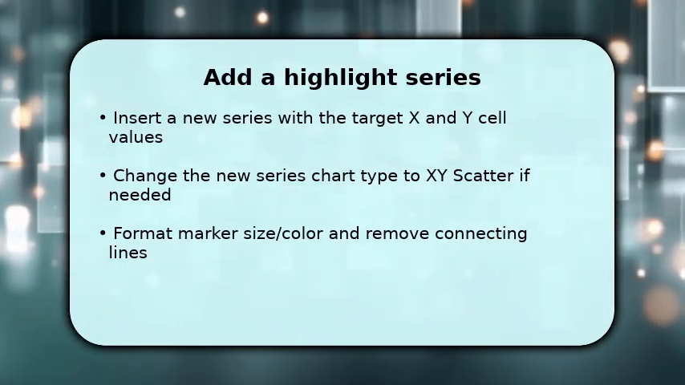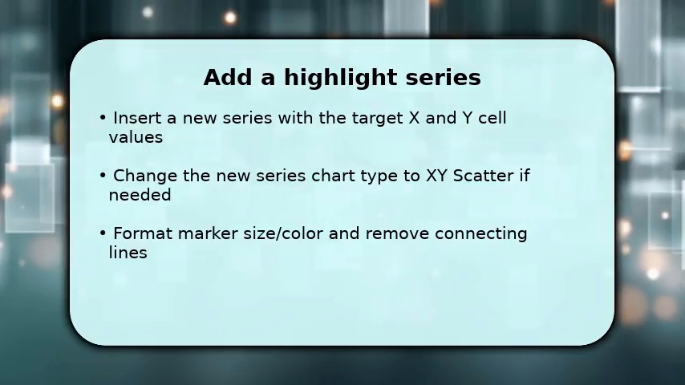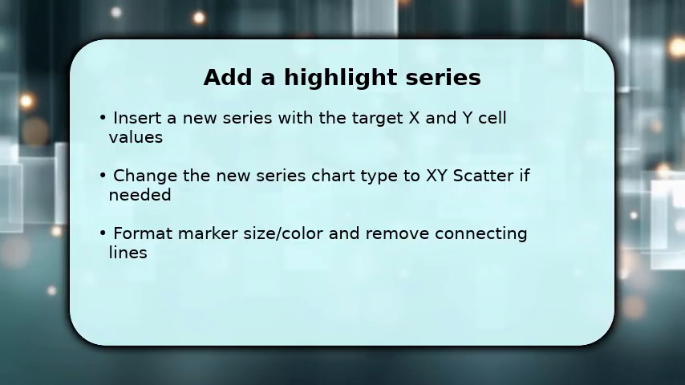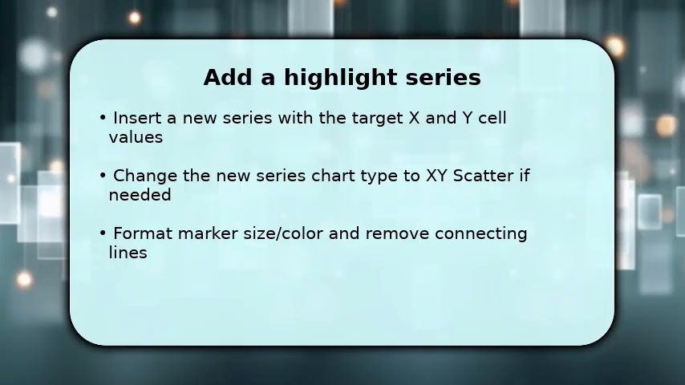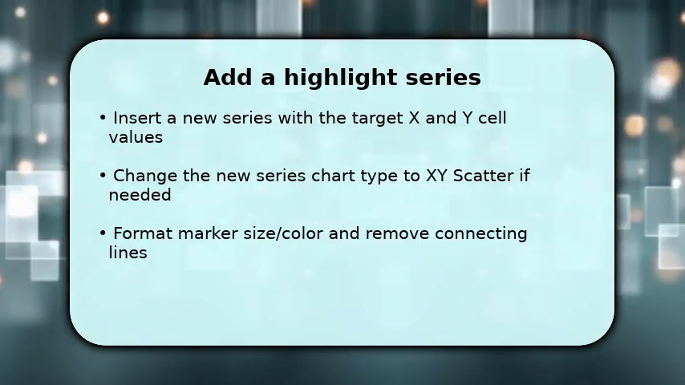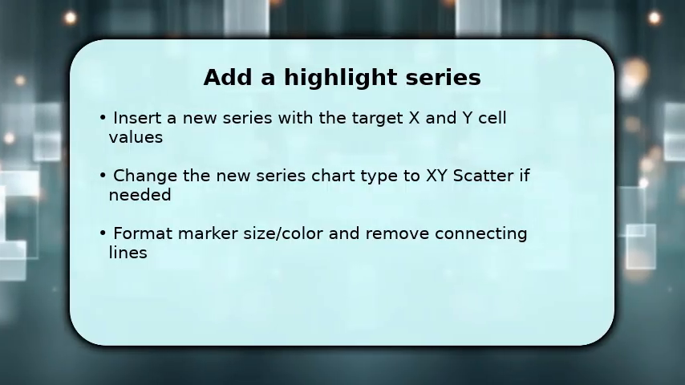Then format the series. Choose a distinct marker shape, increase size, and remove any line. This method lets you place a visible, exact marker on the plot, so you can clearly identify the point relative to the original series and axis scaling.